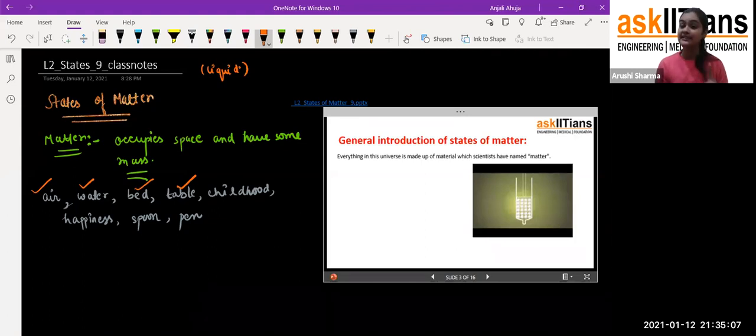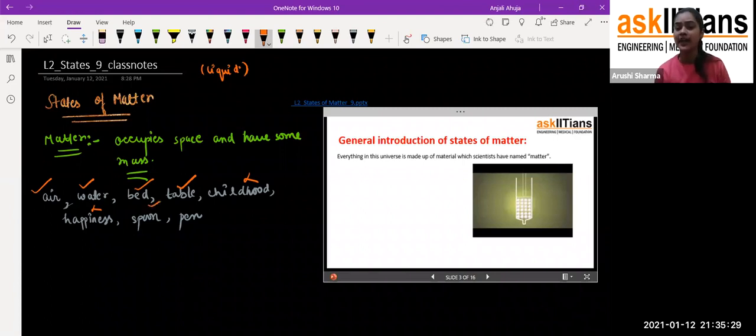So students, everything around us is matter, but it should contain some mass and it should occupy some space. That's the point. That is why childhood and happiness could not be matter. Now, a spoon is what? Chammach. Exactly, we use a spoon to eat food, it occupies space, and it also has mass.